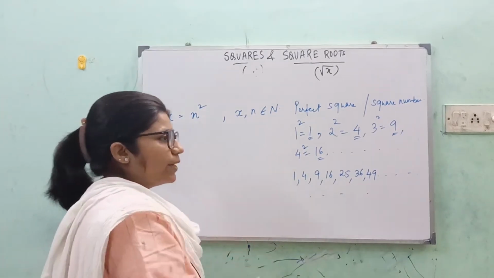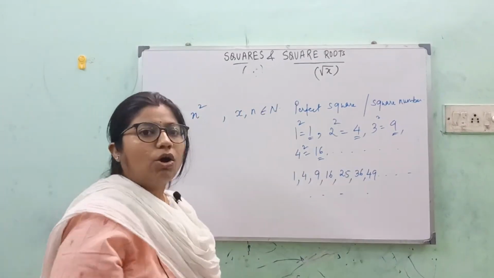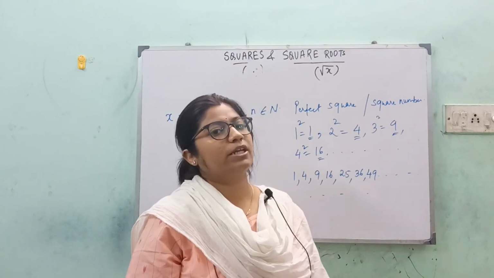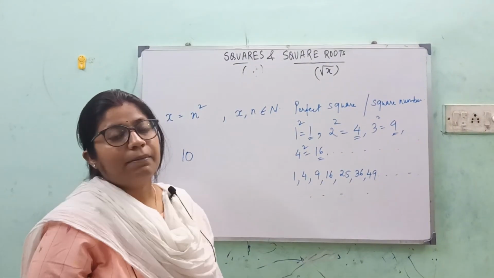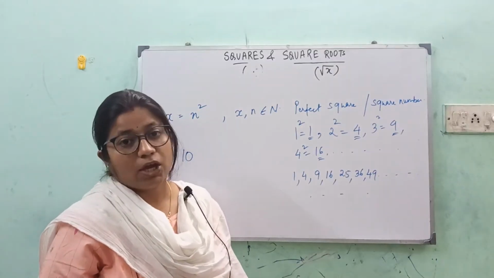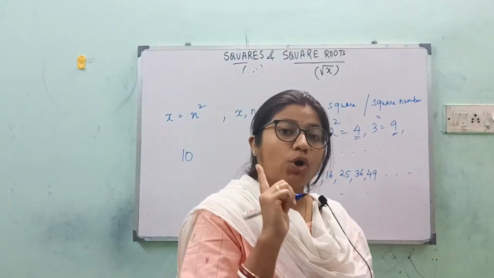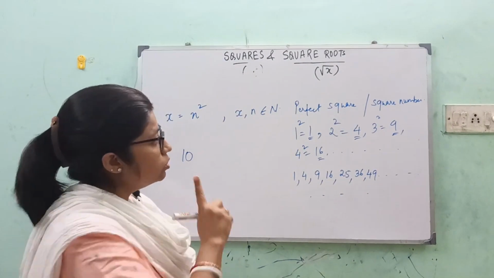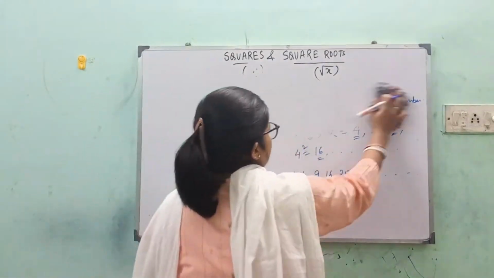So from here you can see that all the perfect squares are also natural numbers. But remember, not all natural numbers are perfect squares. Say for an example 10. 10 is a natural number, but 10 is not a perfect square. So all perfect squares are natural numbers, but not all natural numbers are perfect squares or square numbers. Alright? Okay.